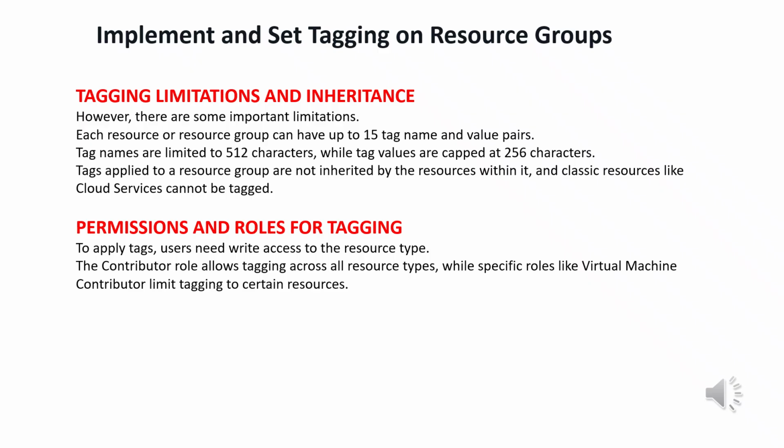However, there are some important limitations. Each resource or resource group can have up to 15 tag name and value pairs. Tag names are limited to 512 characters, while tag values are capped at 256 characters. Tags applied to a resource group are not inherited by the resources within it, and classic resources like cloud services cannot be tagged. To apply tags, users need write access to the resource type. The contributor role allows tagging across all resource types, while specific roles like virtual machine contributor limit tagging to certain resources.